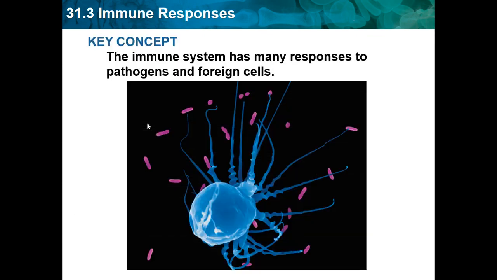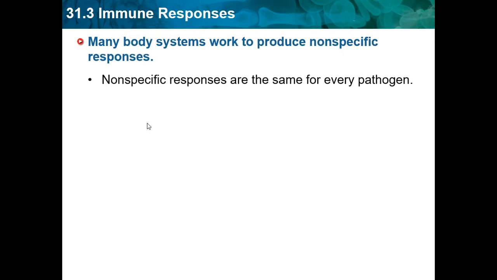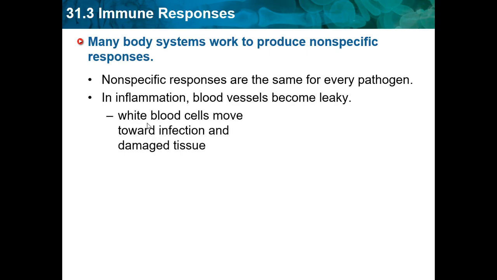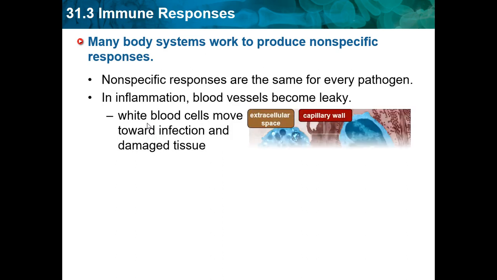31.3 Immune responses. The immune system has many responses to pathogens and foreign cells. Many body systems work to produce nonspecific responses. Nonspecific responses are the same for every pathogen. In inflammation, blood vessels become leaky, like swelling, so no matter what it is, it does the same thing to try to fight it. White blood cells move towards infection and damaged tissue.